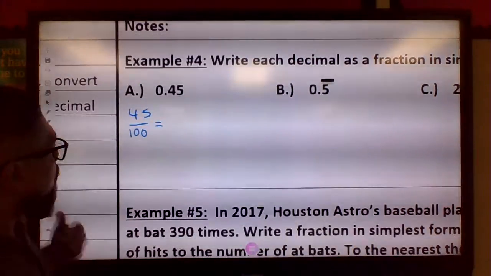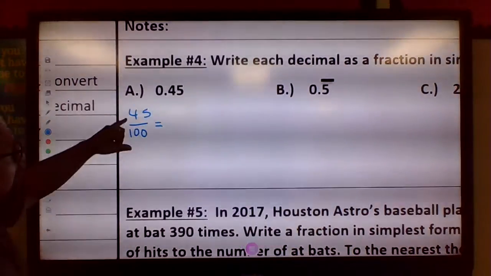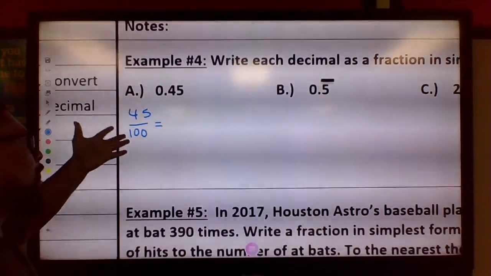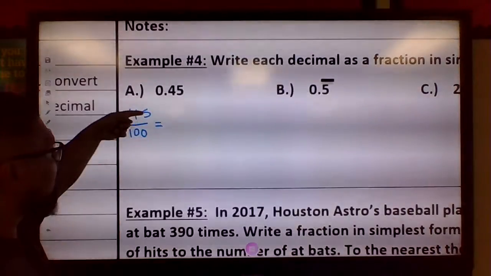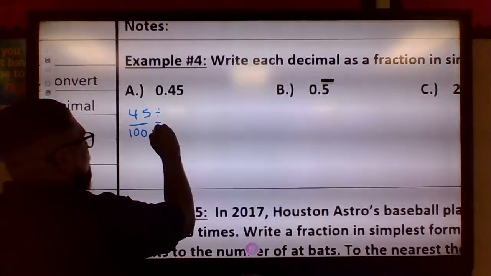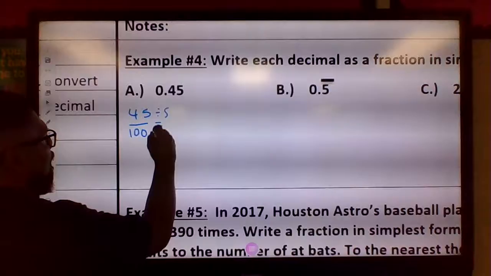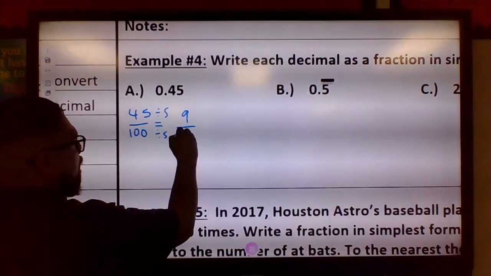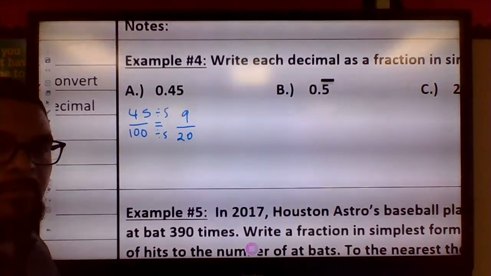So what number divides both equally? Let me see. 2, no, because this is an odd number. 3, maybe. 4, 5. Remember, 5, you can divide, because there's a 5 here and there's a 0. So we can divide both sides by 5. 45 divided by 5 is 9, and 100 divided by 5 is 20. And it looks like we can't simplify it anymore. We're done.